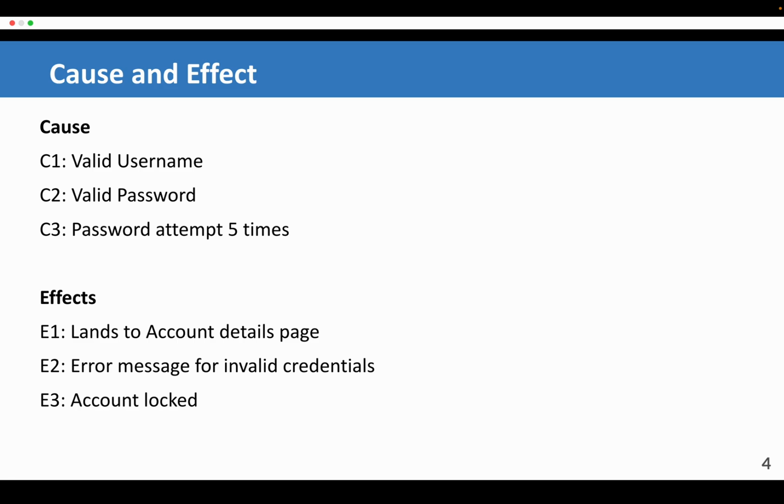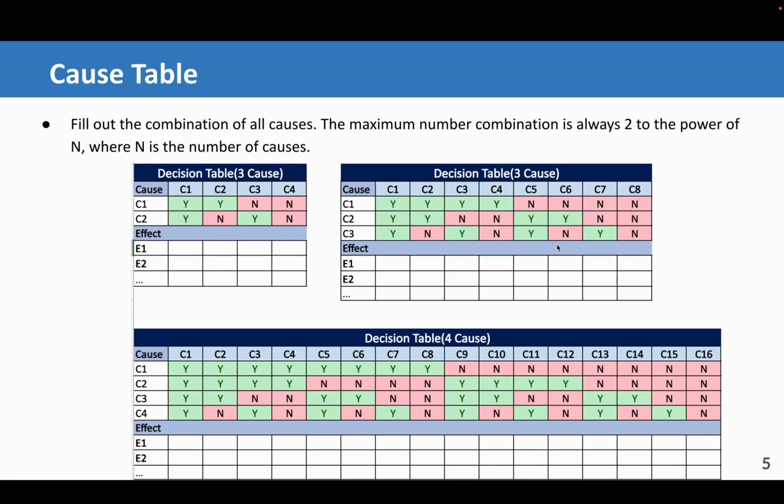Now we have the causes and effect. The next step is we are going to construct the decision table based on these causes. While constructing the decision table, the number of combinations we need to test will always depend on the causes we have. You see in this tabular form, or like we see in this example, if there are two causes, then it will produce four combinations, that is 2 to the power 2, that results in four combinations.